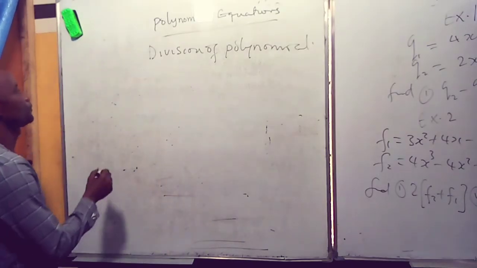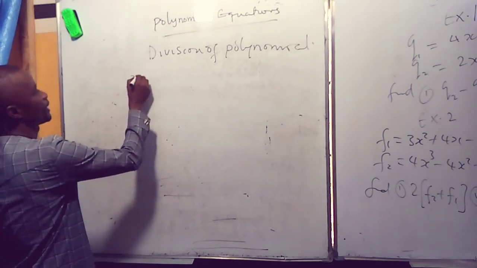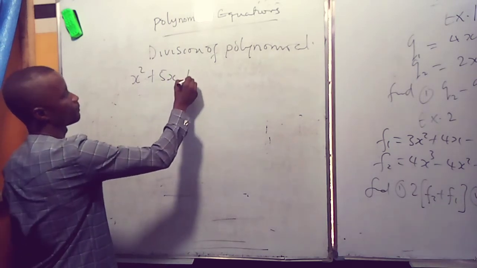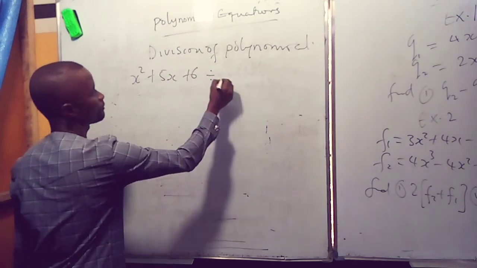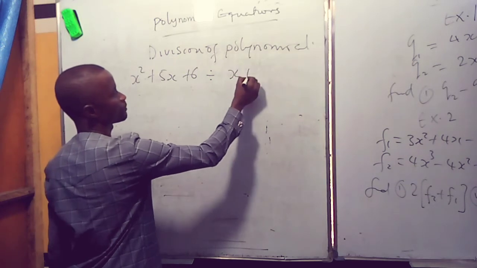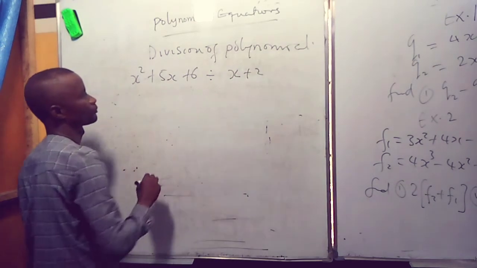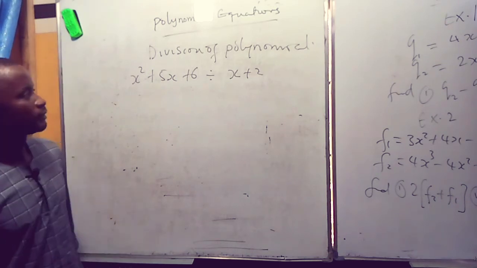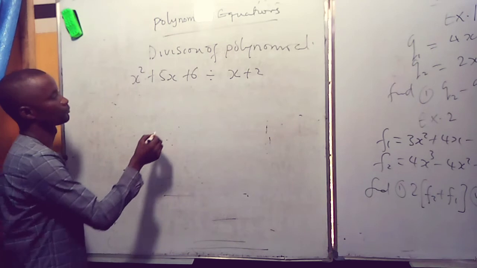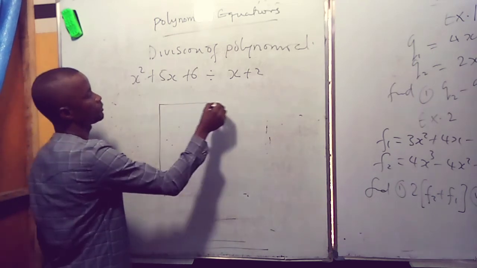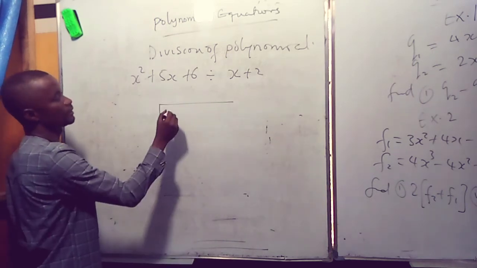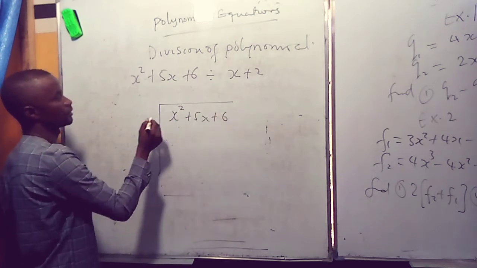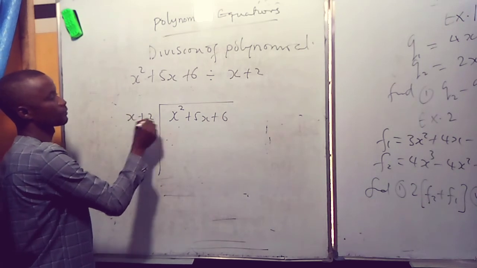For example, when you have x squared plus 5x plus 6 divided by x plus 2. This is the divisor. How are you going to do it? This value will be inside: x squared plus 5x plus 6 divided by x plus 2.